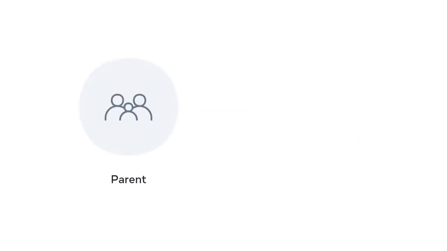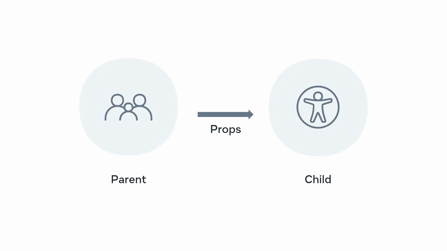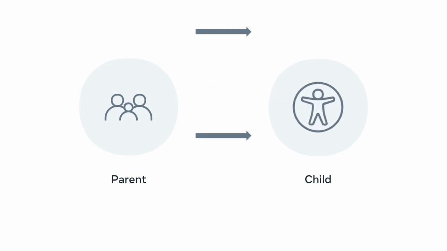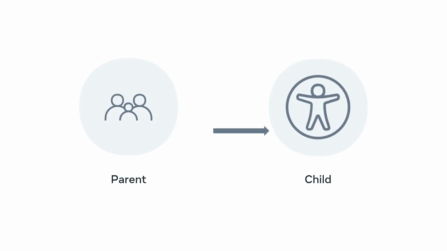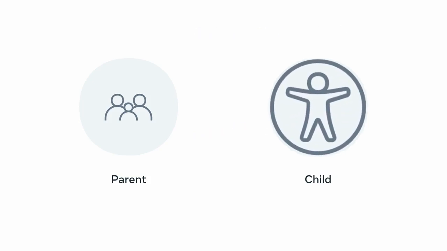In React, data is passed down from a parent component to a child component via props. A child component can't mutate or change its props. It can only read them and re-render. This means that the data comes from the parent and is just consumed in the child component.